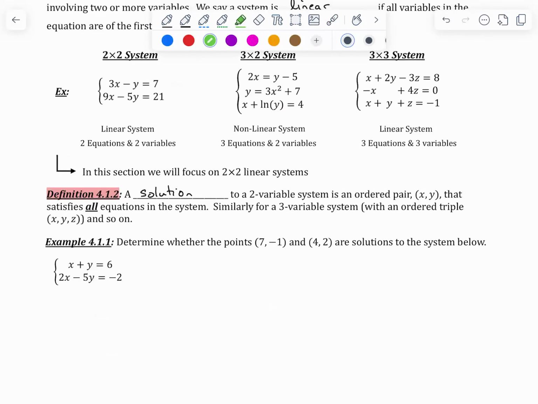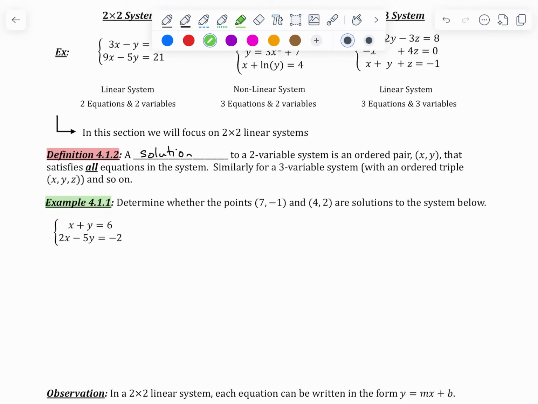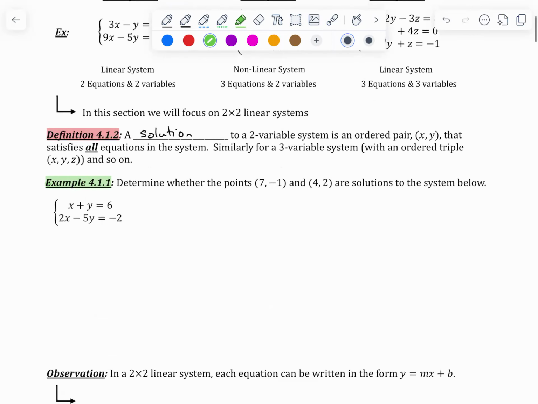So now we can do our first example where we determine whether or not the points 7 comma negative 1 and 4 comma 2 are solutions to the system below. So we'll start off with 7 comma negative 1. And what we're doing is we're checking to make sure that it solves both equations, i.e. you get a true statement when you plug it in. So this is our x value, this is our y value. So in the first equation, x plus y equals 6, we would get 7 plus negative 1. Does that equal? So I'm not sure yet. So I'm going to put a question mark over my equal sign. Does that equal 6? And yes, it does. It does equal 6. So then we'll check the second one because it's not enough to check one.